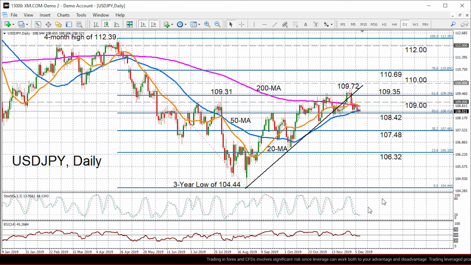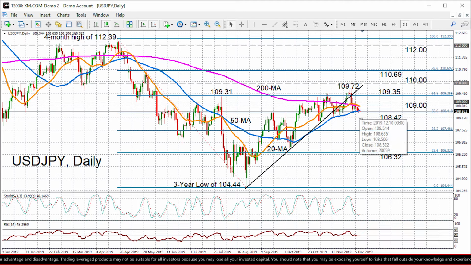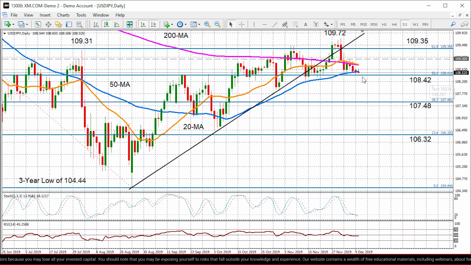Looking at the momentum indicators, they're painting a neutral to bearish picture in the short term. RSI has flatlined just below the 50 neutral level, but the stochastics are still in overbought territory. So that suggests the risks are to the downside, and we can see that in price action as well at the moment.